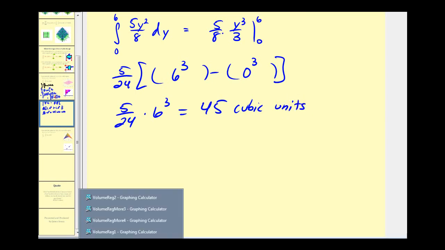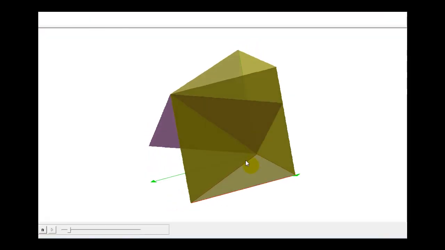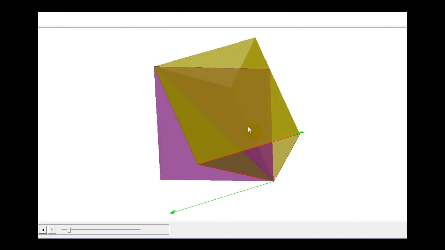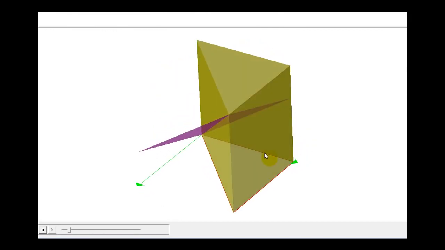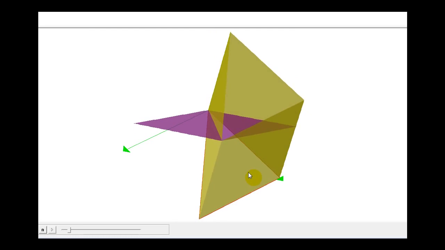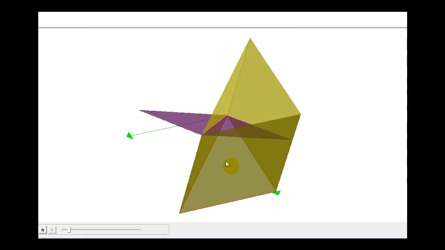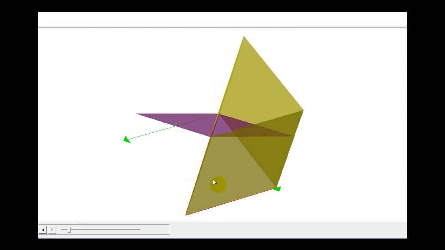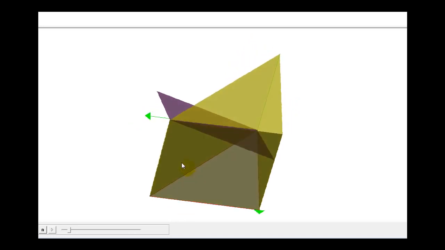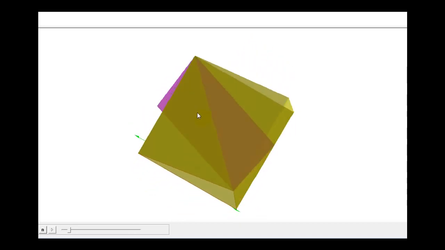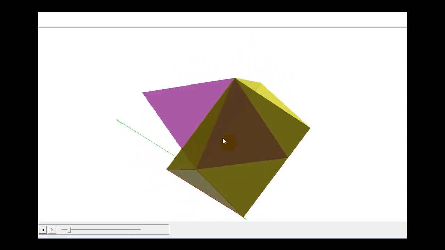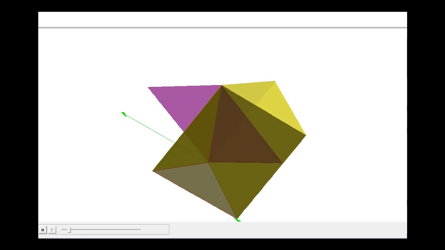Let's take a look at a graph of this. In red, you can see the region of integration. And then I've bounded that region by these yellow planes. So what we just found was the volume under the purple plane bounded by these yellow planes. And that was 45 cubic units. Let's take a look at another example.